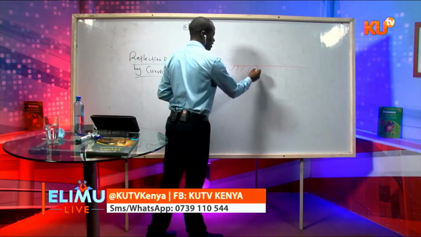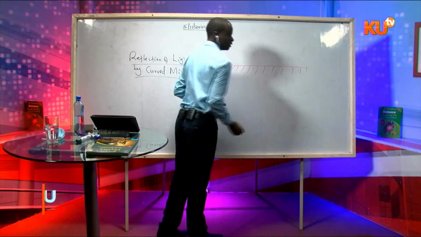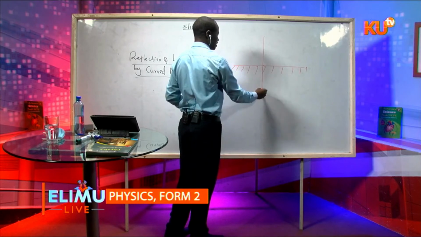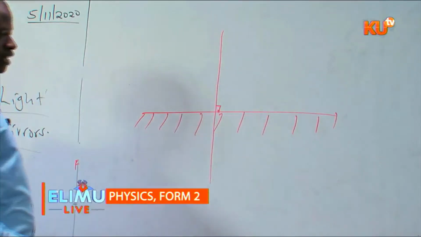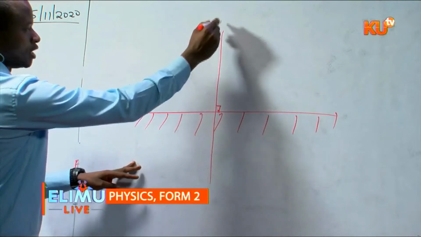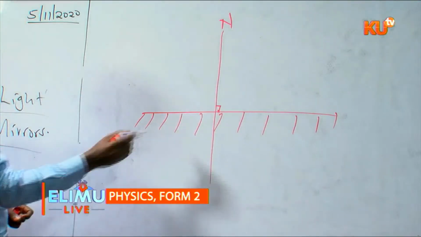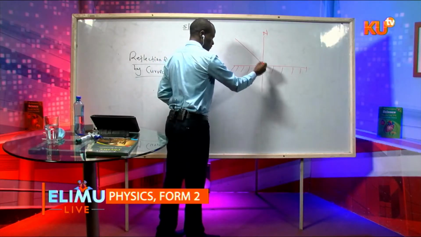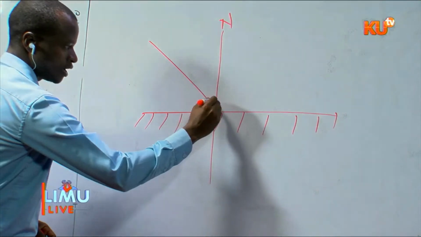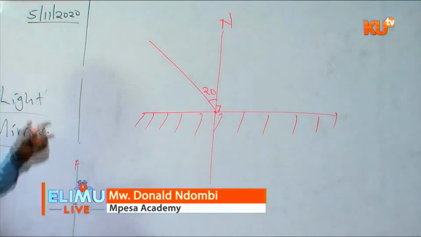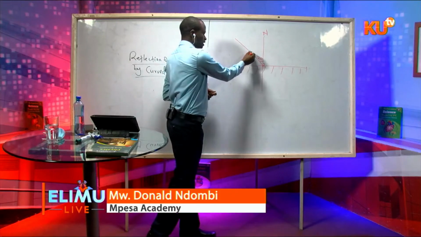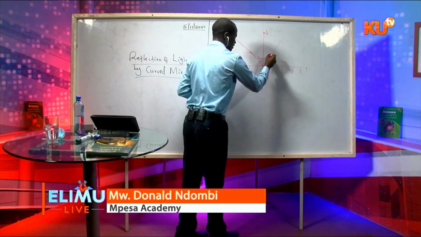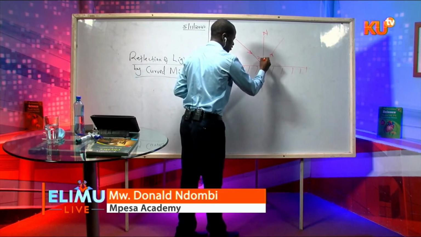a plane mirror we represent by a straight line like that, then we indicate the normal. Let's say the normal is here. Normal simply means the line perpendicular to the plane. This is the plane, so this is the normal. Then if at this point of incidence a ray strikes like this, and this angle here is 20, that's called the angle of incidence, the angle between the incident ray and the normal. Then it will be reflected to the other side like that, and this angle will also be 20.